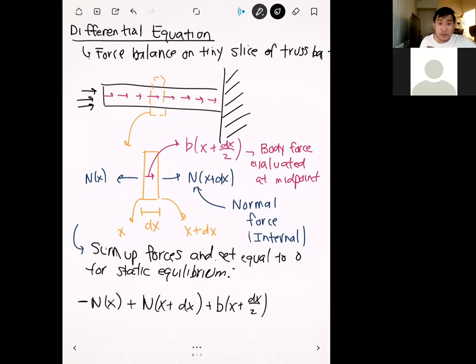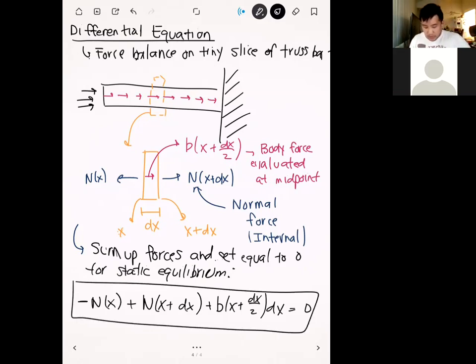But since this is a body force, remember the body force has the units of force over length. And so in order to get the actual force from this body force, we need to multiply this b by dx. By multiplying by dx, we get a force from the body force. And so this is the equation that we get just from summing up the forces for this tiny slice of truss. All right. Are there any questions on this?